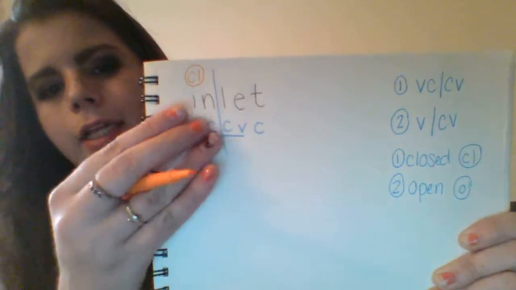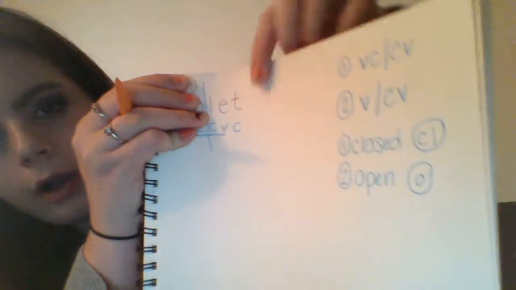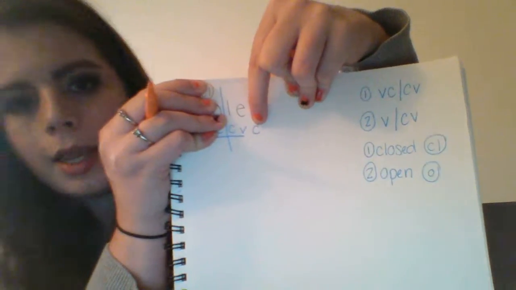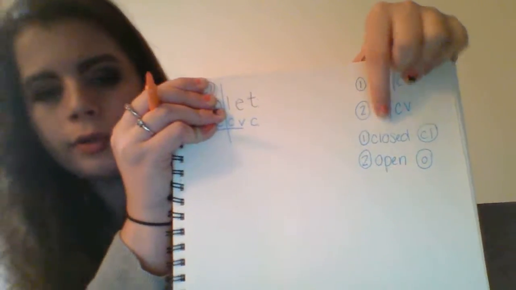Let's look at our second syllable. We can cover up this side because we don't need it. Our syllable ends with a T. T is a consonant. If our syllable ends with a consonant, it is closed. So in this case, both of our syllables are closed.